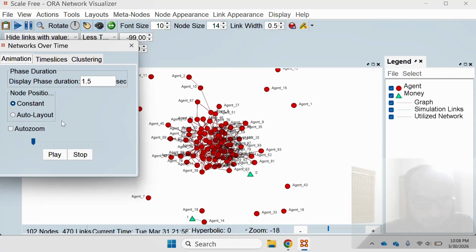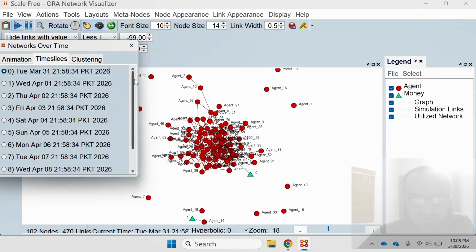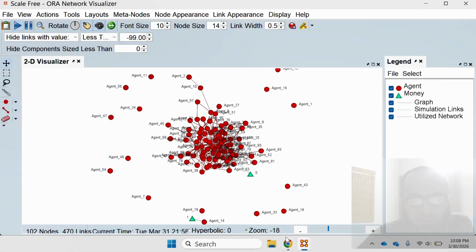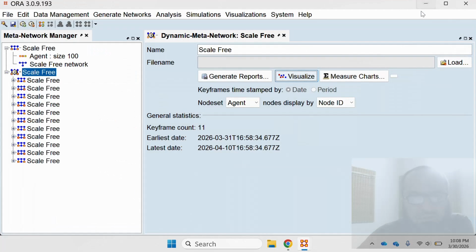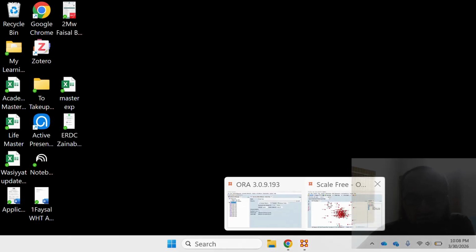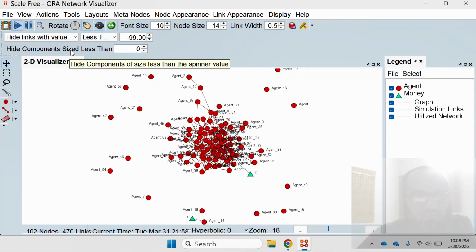Anyway, so I set it to auto layout, auto zoom, and it will run for 11, I mean, these are the 11 timestamps, right, from 31st March onwards. So let's do it now. Where it was, it went away. Okay, why the window is not visible, I'm not sure. Okay, so maybe view.